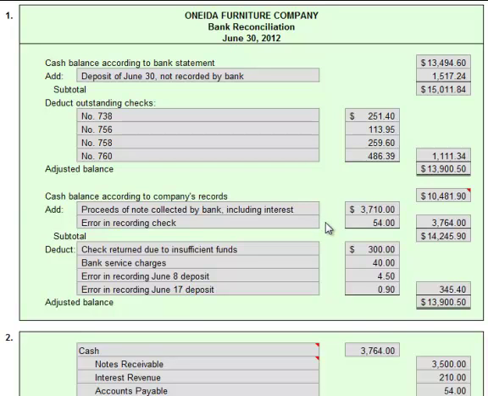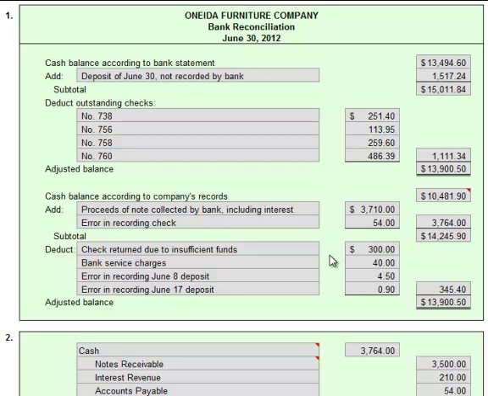The next one, $54, is an error in recording check number 744. You'll see that we wrote it for $560.88 and it cleared for $506.88, which is a difference of $54. Okay, and remember those payments were to satisfy accounts payable. We recorded it at more than it should have been, so it's going to have to be added back to our cash. Next we have some deductions.